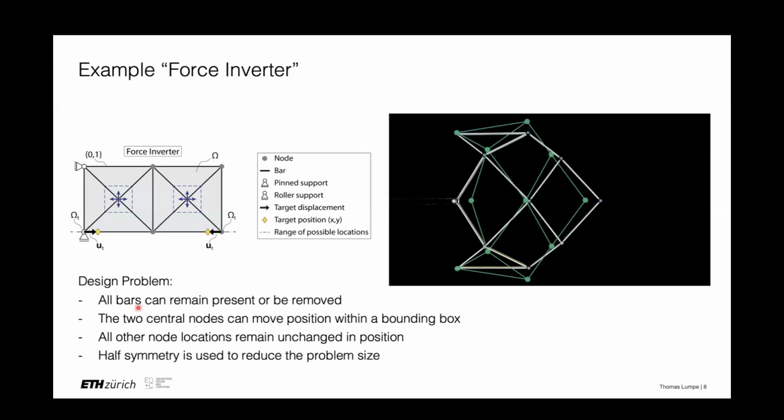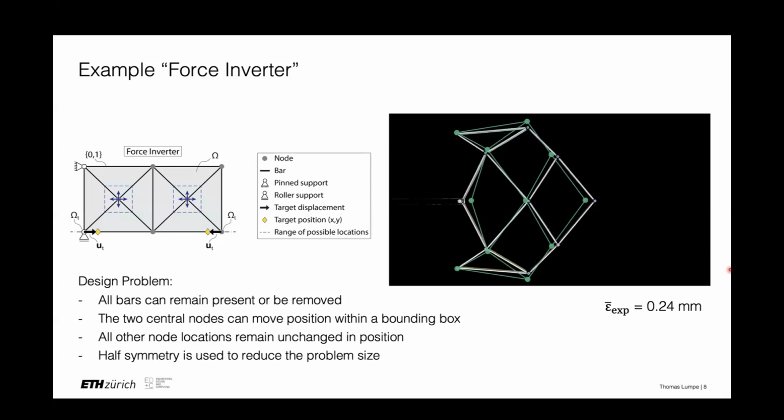So as I said before, all bars can remain present or be removed. The 2 central nodes, the ones with the blue bars, can move within this bounding box. All other node locations remain unchanged, and this half symmetry is used. So now I'll just show you the video.